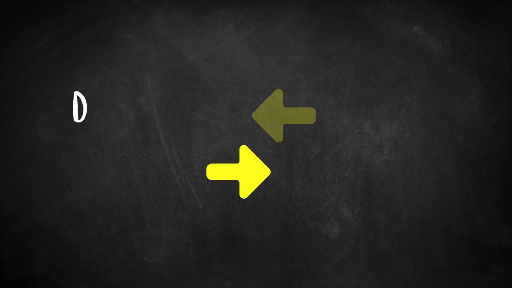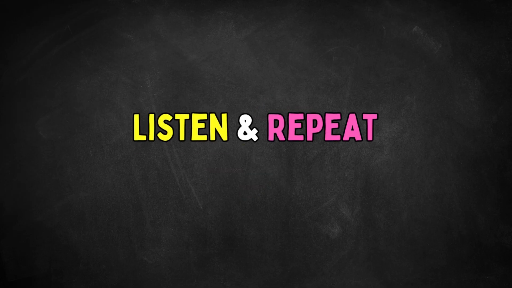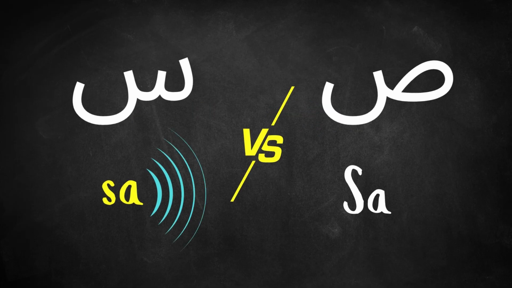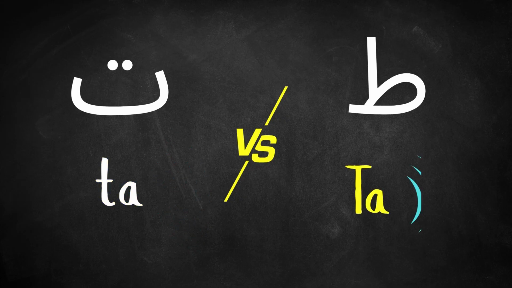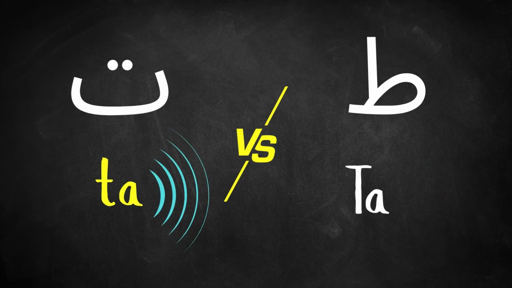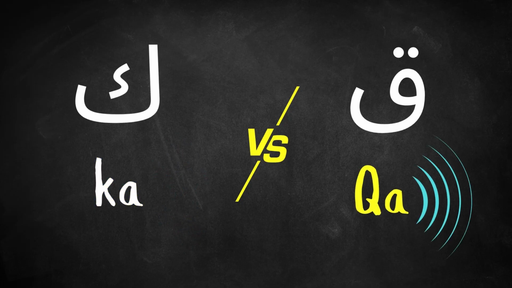Let's review again. Time to compare the deep and light letters one more time. Listen carefully, then repeat after me. Sa, sa, sa, sa. Da, da, da, da. Ta, ta, ta, ta. Za, za, za, za. Ka, qa, ka, qa.